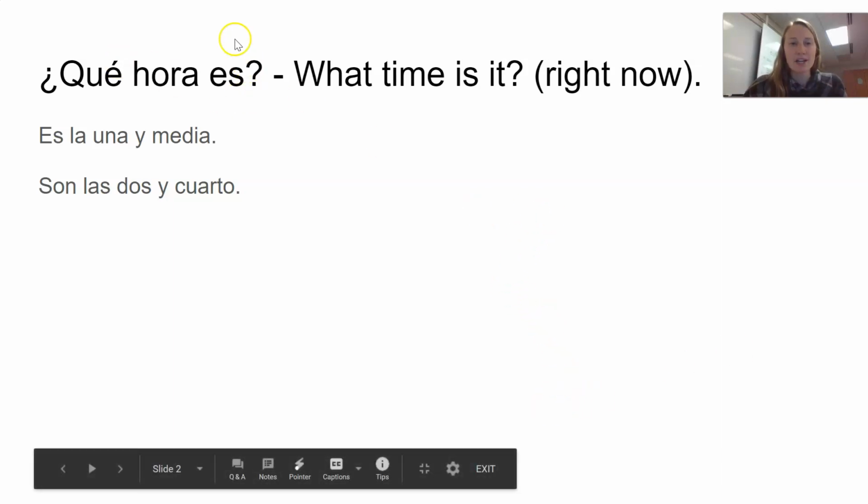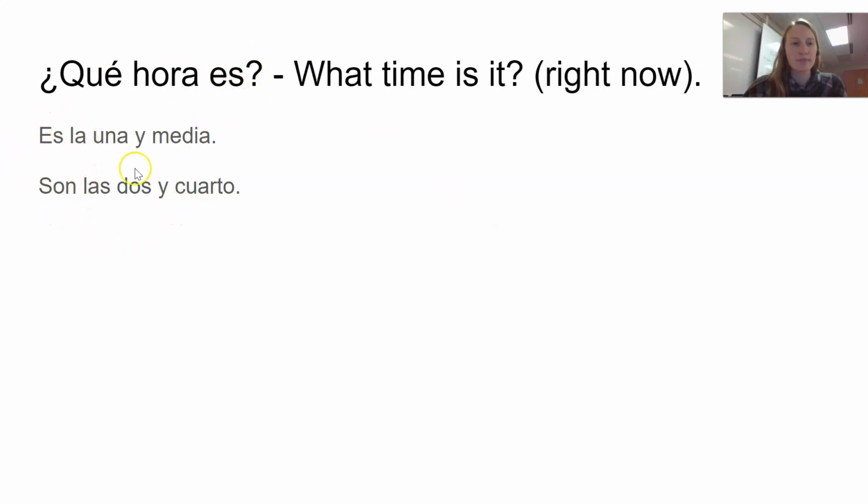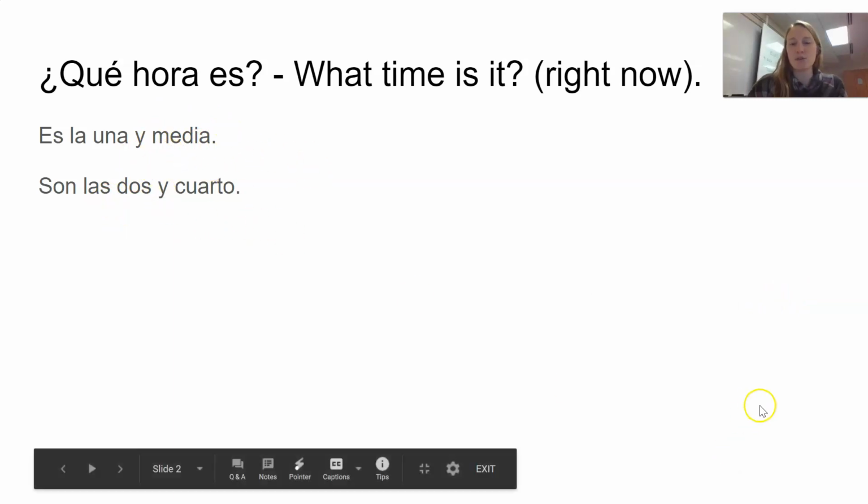Notice that this is a conjugation of ser, and so we're responding with conjugations of ser. Notice that we have the singular third person conjugation of ser because we're only having 1 hour, and we use the singular form of the article adjective. Here we have the plural third person form of ser because it's 2 or more hours, and we have the plural article adjective. And just remember, media means half, cuarto means quarter.